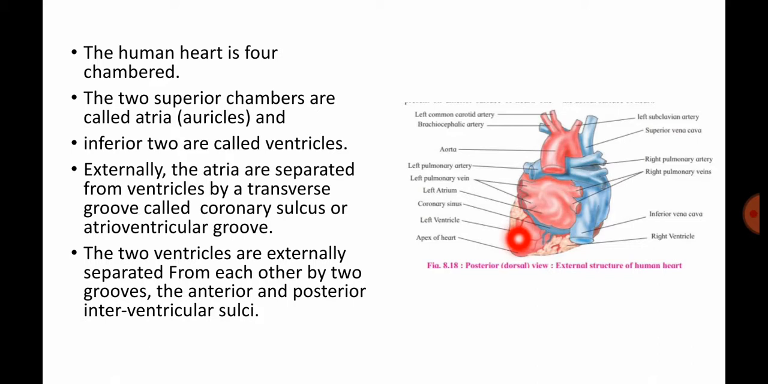The groove is also present between the 2 ventricles, that is the right ventricle and the left ventricle. That groove is called the interventricular sulcus. So this is completely the external structure. You can see externally the aorta, superior vena cava, right pulmonary artery, right pulmonary vein, left pulmonary artery and left pulmonary vein. So the complete external structure of the human heart you have learnt in the previous class.